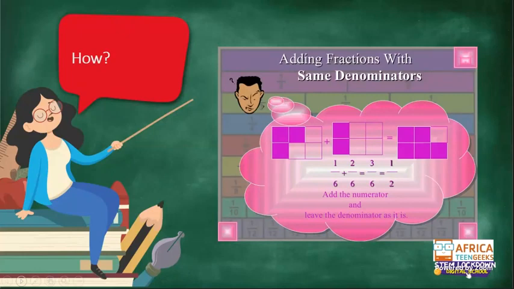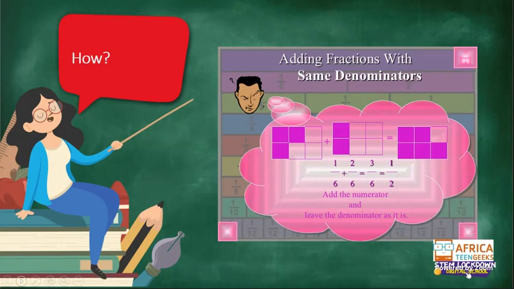Here we have 1 over 6 plus 2 over 6, which equals 3 over 6. What we notice is that the denominator, which is the number at the bottom, is the same. It is kept the same. It is not added. 6 remains 6. Only the numerator is added, which is the number on top.